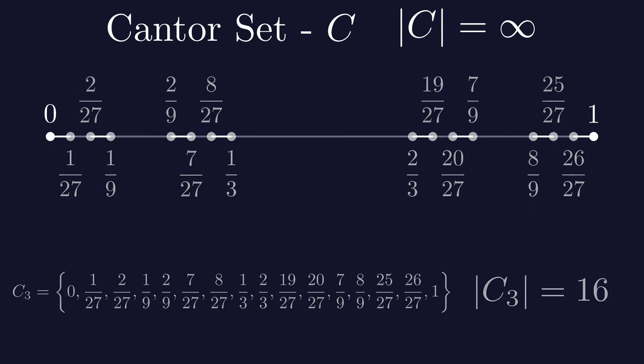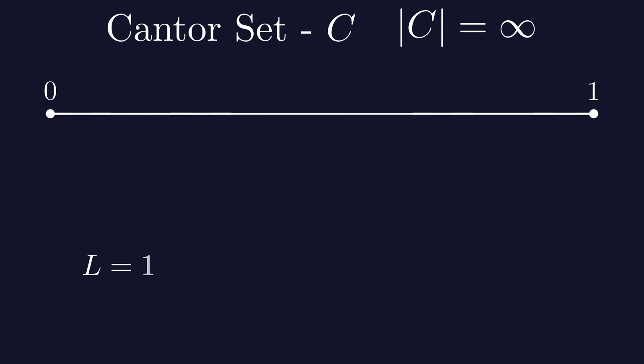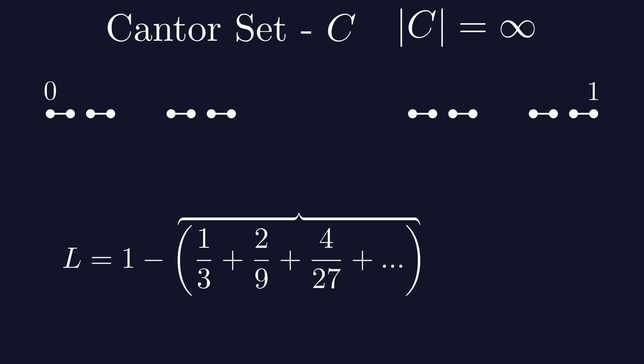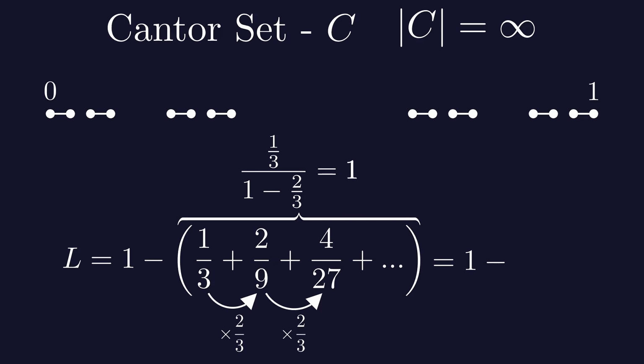But now let's look at the length of the lines that we removed. In the first iteration, we remove an interval of length 1/3. Next we remove 2 intervals of length 1/9. Next we remove 4 lines of length 1/27, and so on. So the total length that we removed from the interval from 0 to 1 is equal to the sum of this infinite series. The ratio between elements of this series is equal to 2/3. So the sum of all terms of this series is equal to 1. It means that from the interval of length 1, we removed the total length of 1 and we still ended up with infinitely many points. The Cantor set is defined using one-dimensional line.